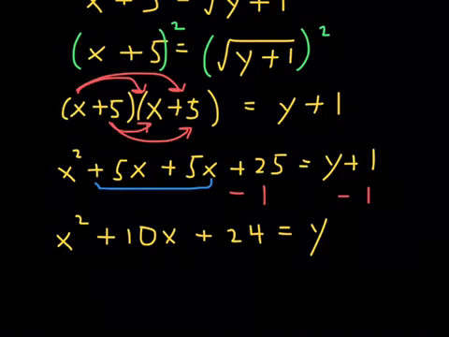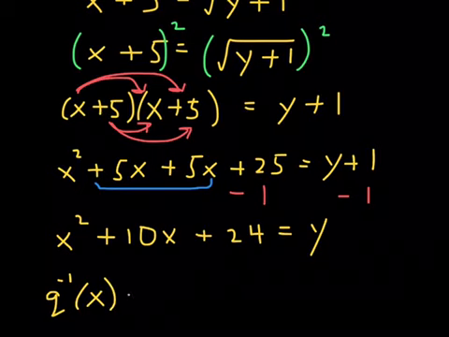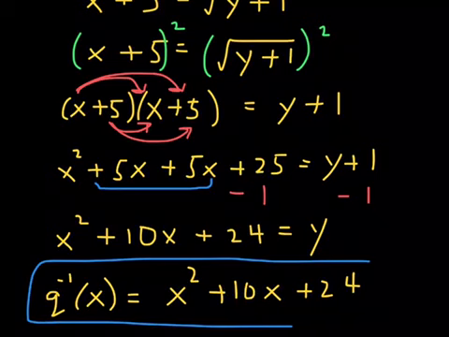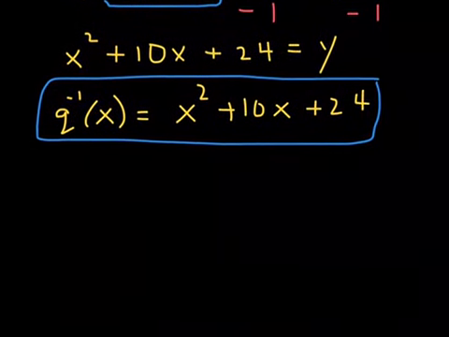Just for notation purposes, remember that we were finding the inverse of q of x. So then we want to replace y with q inverse of x, which is x squared plus 10x plus 24. Okay? This is the inverse function of q. Good job. Now, the next thing I'm going to have you do is find the domain and range for q inverse of x. This is really important, all right?